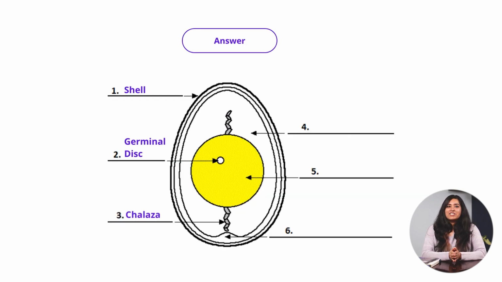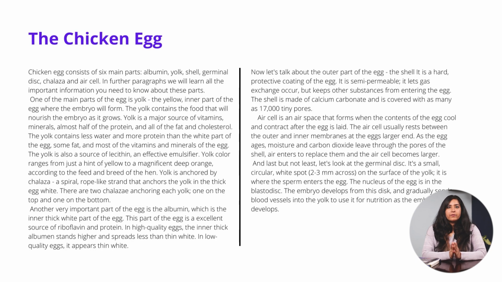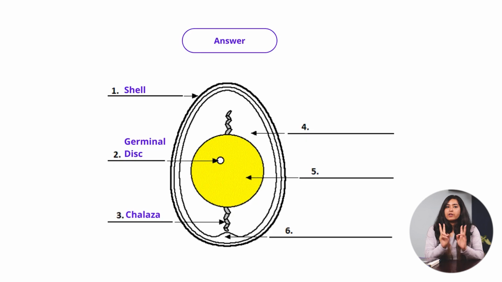Number 3, the answer is chalaza. Reference sentence, 2nd paragraph: Yolk is anchored by chalaza, a spiral rope-like strand that anchors the yolk in the thick egg white. Another clue to confirm the answer is there are 2 chalazae anchoring the yolk, one on the top and one on the bottom. And as we can see on the diagram, there are 2.